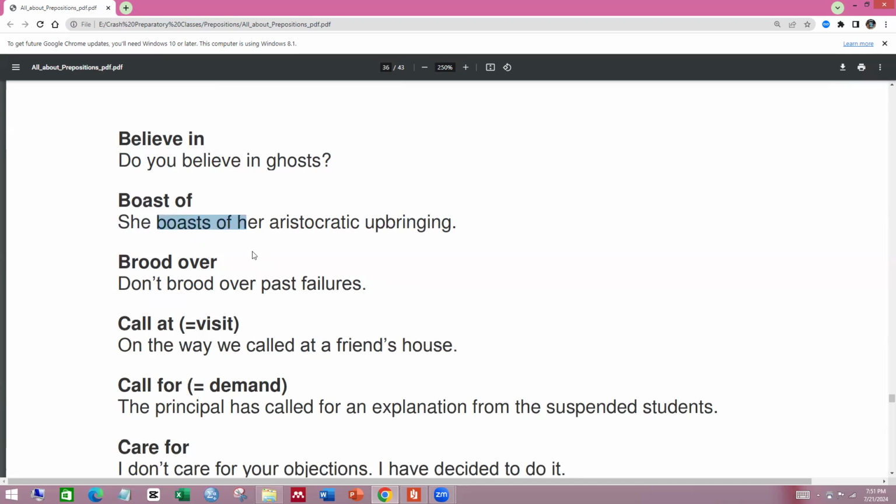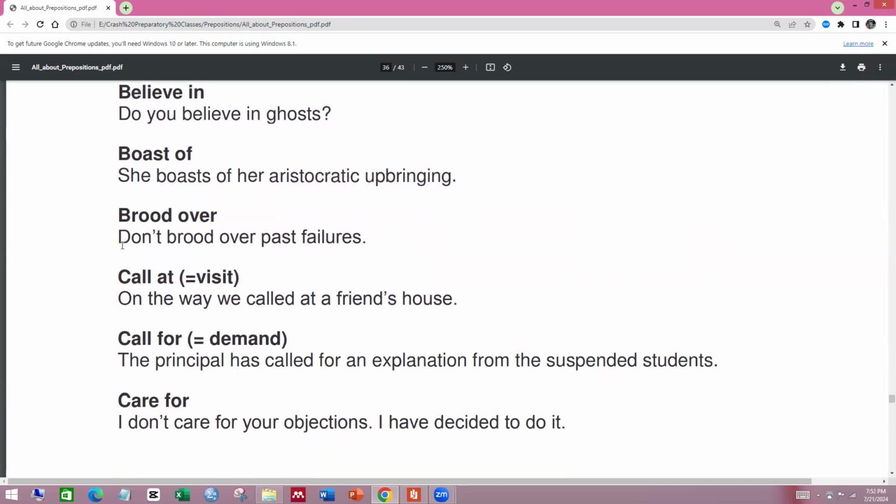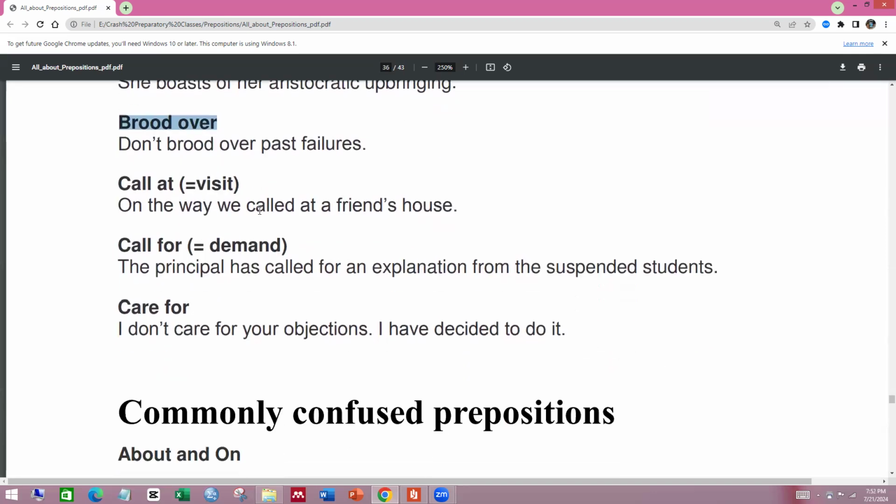ओके. Boast of. She boasts of an aristocratic upbringing. बूस्ट कहते हैं जैसे जोश और वलवले में आ जाना, या फिर माहौल को देख के अपनी चीजों को बढ़ाना. Aristocratic upbringing हम कहते हैं एलीट क्लास, या फिर जो सिविल सर्वेंट्स का माइंडसेट होता है, आम सोसाइटी, आम लोगों से अलग थलग, उसे हम कहते हैं aristocratic upbringing. Brood over. Don't brood over past failures. मतलब ध्यान ना देना इतना. So these words are taking appropriate prepositions with them.